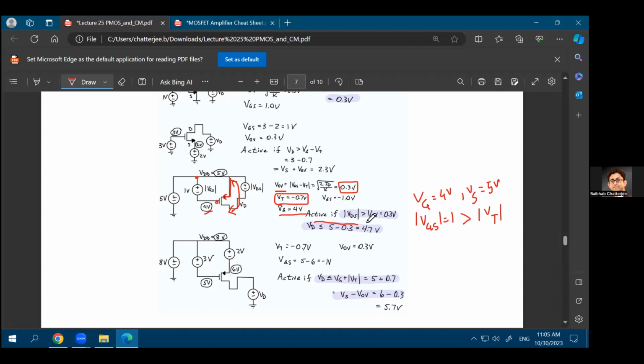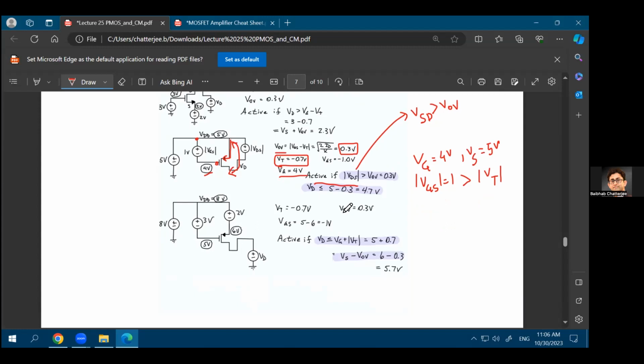So if the absolute value of VDS is greater than V overdrive, you can also write it as VSD greater than V overdrive, because you know that the source is at a higher potential and the drain is at a lower potential. So instead of writing VDS, you can either write it as the absolute value of VDS, or you can write it as VSD, because which point is higher in terms of source and drain just gets reversed for a PMOS. And then you can find out the equation for which your transistor will be in the saturation region.